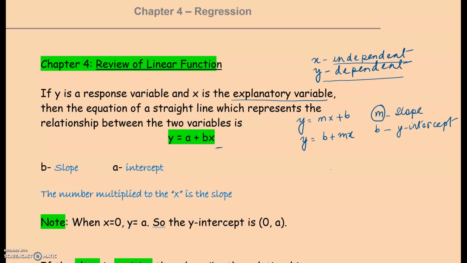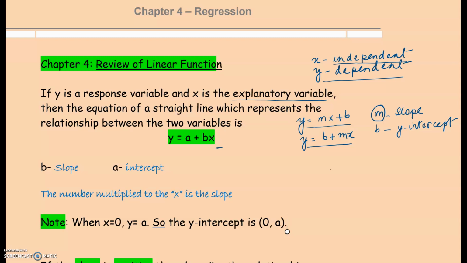We'll start chapter 4 with a quick review of straight lines. Specifically, we're going to start with the slope-intercept form of the straight line, the linear function. The slope-intercept form is y equals mx plus b, which is the same as y equals b plus mx. Because 1 plus 2 is the same as 2 plus 1, the order doesn't matter when you add two numbers.